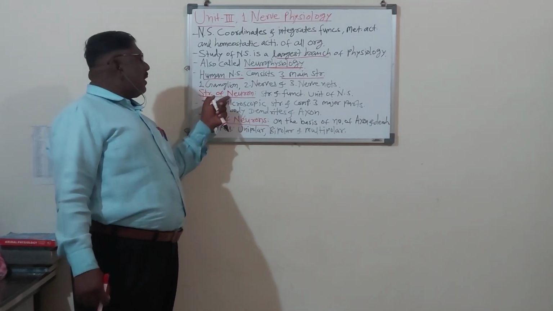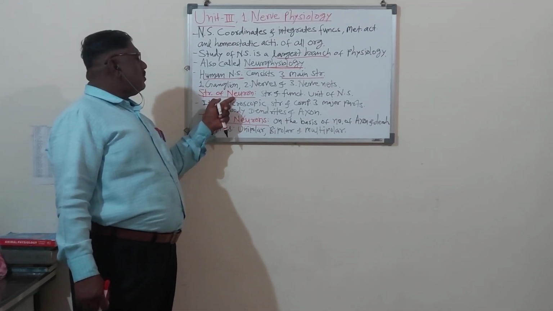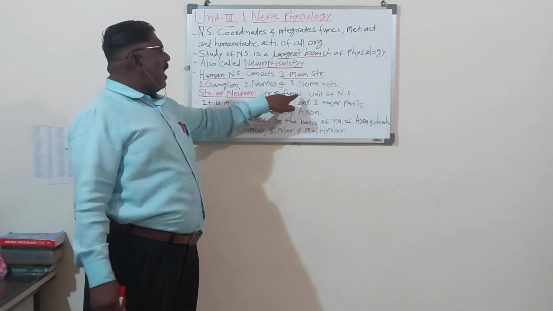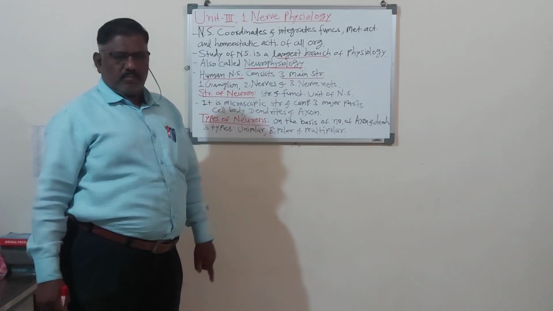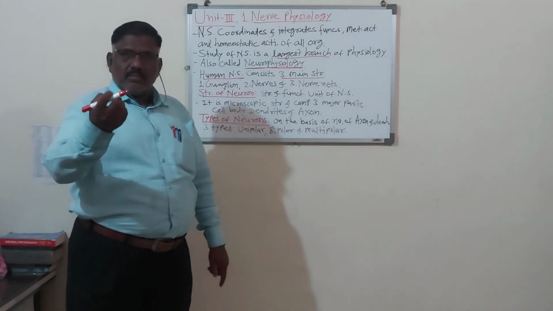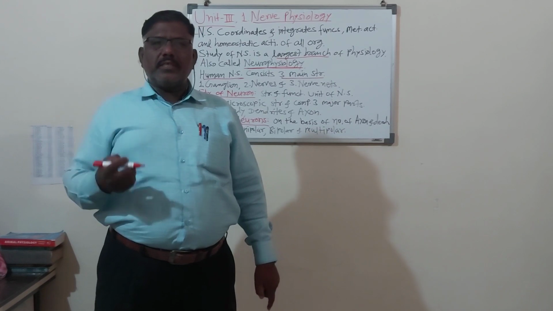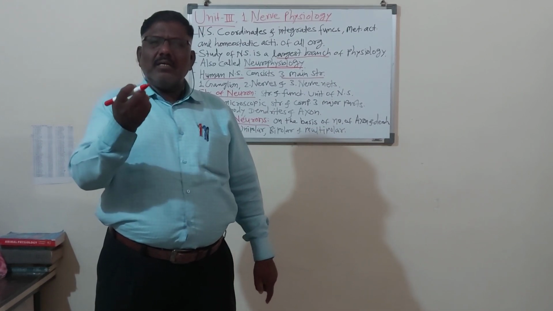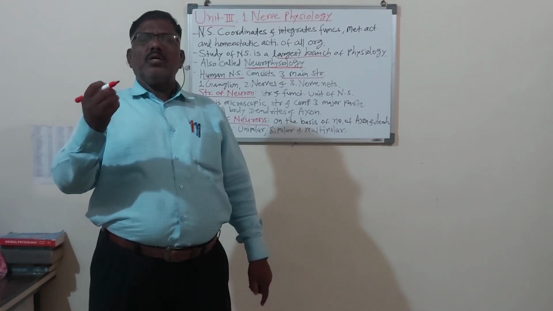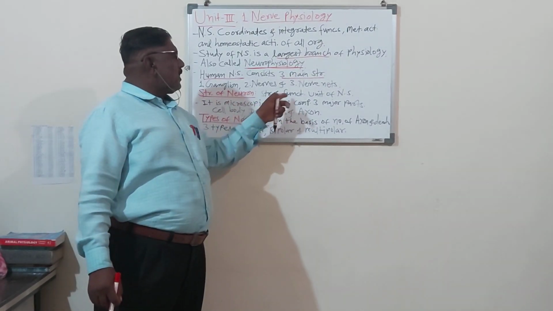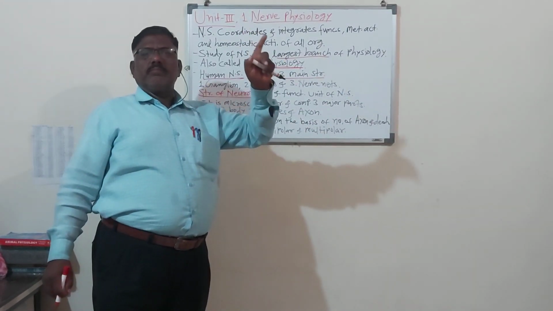And remember about the neuron. Neuron is the structural and functional unit of nervous system, like a cell, our body cell. What is the cell? We have already studied the cell. Cell is the structural and functional unit of life. Here, neuron is the structural and functional unit of nervous system.